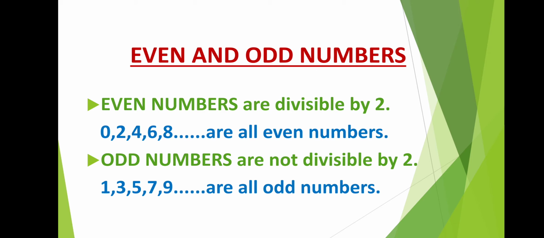Children, now let us know about even and odd numbers. Even numbers are the numbers that are divisible by 2. Or we can say the numbers which are completely divided by 2 are called even numbers. 0, 2, 4, 6, 8 are all even numbers. Odd numbers are not divisible by 2. The numbers which are odd do not get completely divided by 2. 1, 3, 5, 7, 9 are all odd numbers.